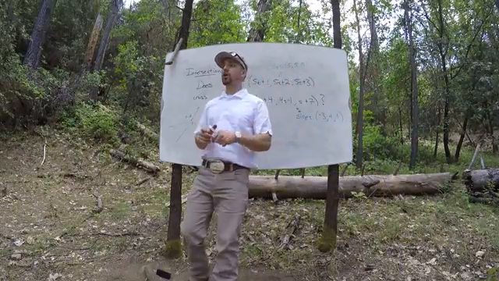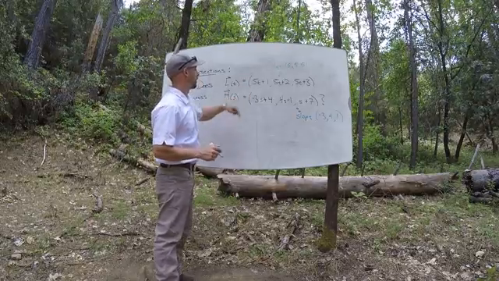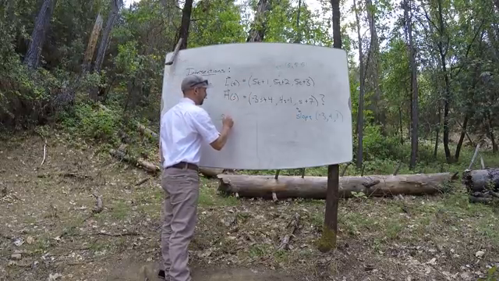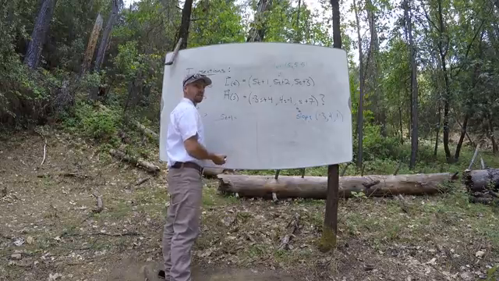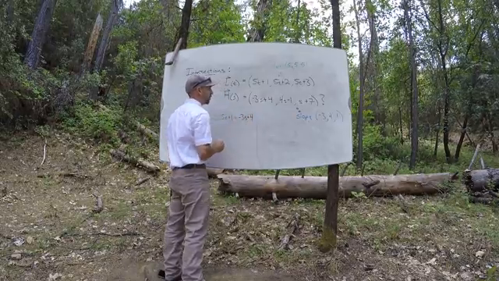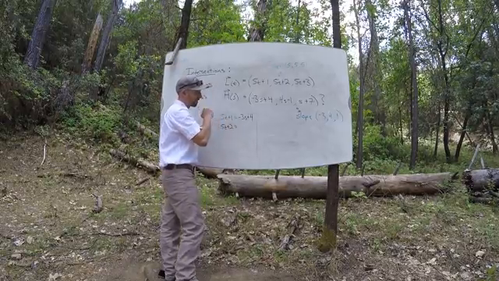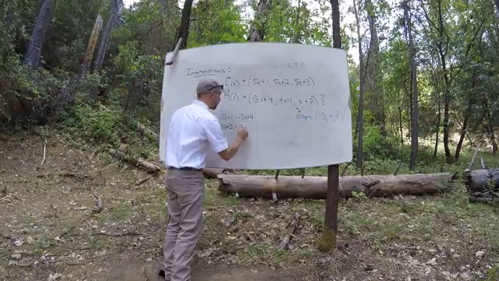So I'm going to come up with 3 equations. I'm going to get 5t plus 1 equals negative 3s plus 4. I'm going to get 5t plus 2 equals 4s minus 1.